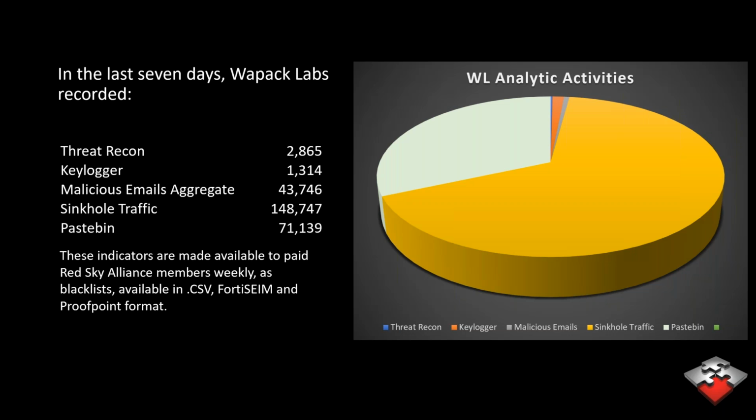The numbers on the slide show the indicators in the respective collections. Indicators are available to paid Red Sky Alliance members weekly, as well as our blacklist, which comes in CSV, FortiSIEM, and Proofpoint formats. Next slide, please.